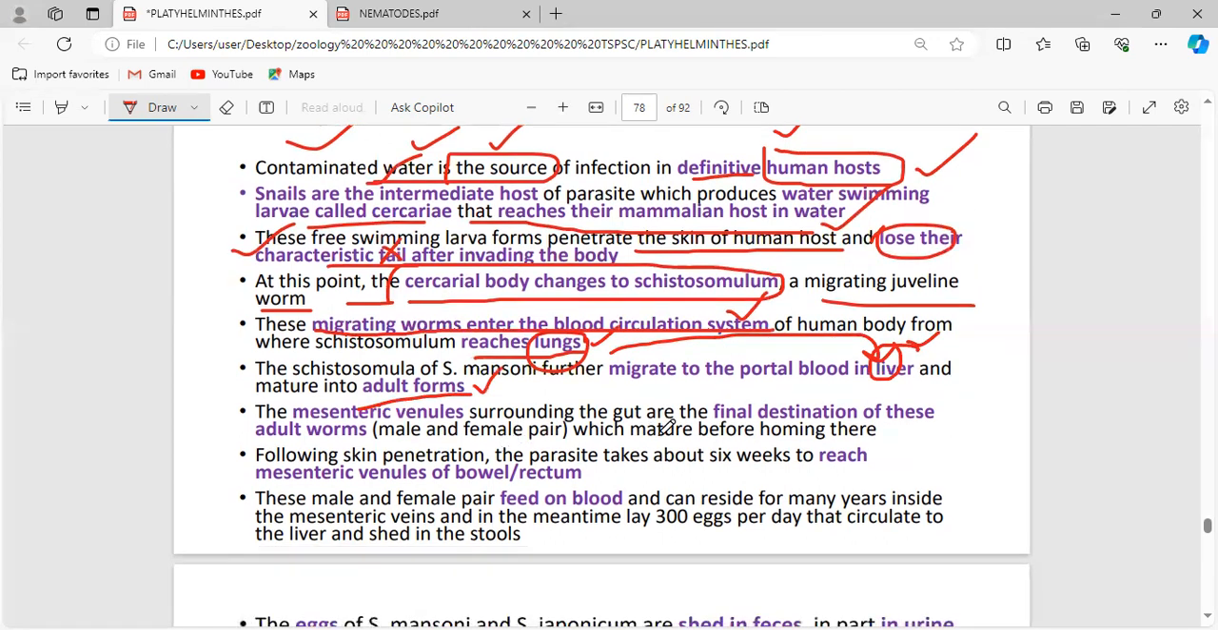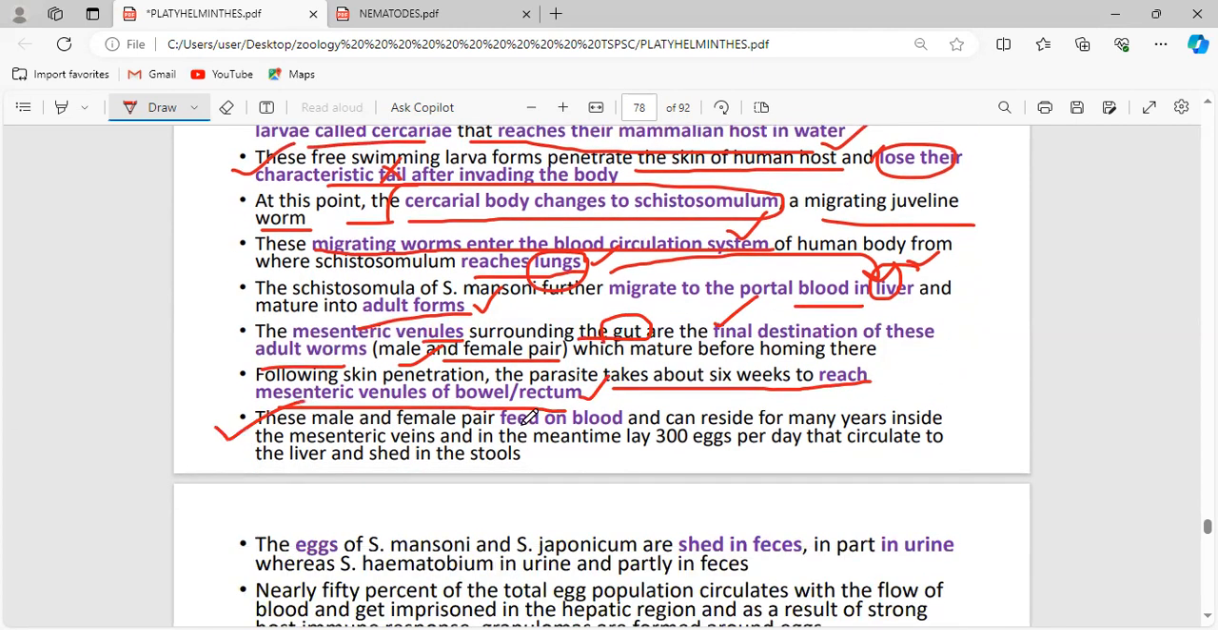And the final destiny of that parasite is where? The mesenteric venules, which surround the intestine. This is the final destination of these worms, through which the female can lay many eggs. Following the skin penetration, the parasite takes about 6 weeks to reach the mesenteric venules of the bowel or the rectum.